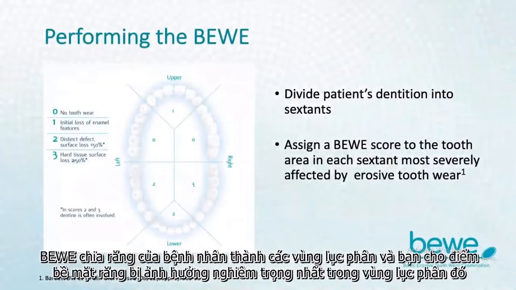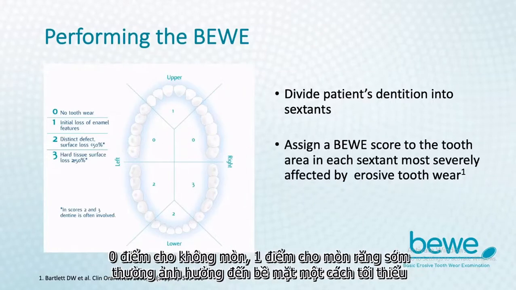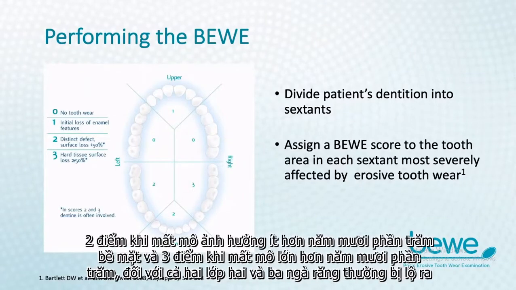The BWE divides the patient's dentition into sextants, and you score the most severely affected tooth surface within that sextant. The most severely worn tooth surface in each sextant is given a score from 0 to 3, 0 being no wear, 1 early wear, often with minimal surface effects, 2 is the loss of tissue affecting less than 50% of the surface, and 3 greater than 50%. For both grades 2 and 3, dentine is commonly exposed.